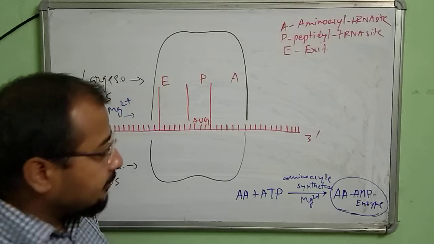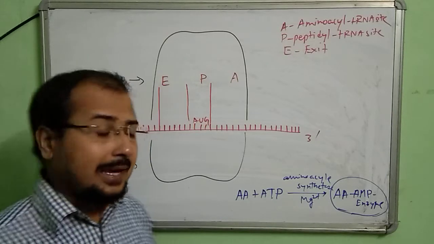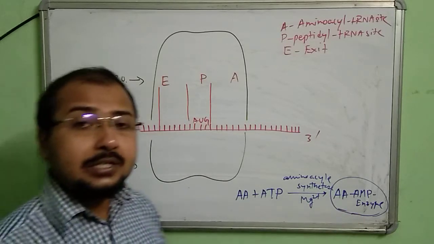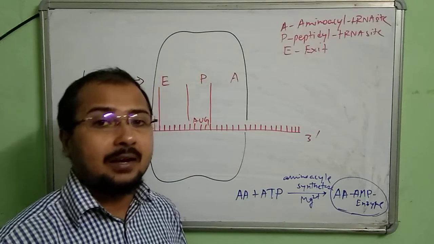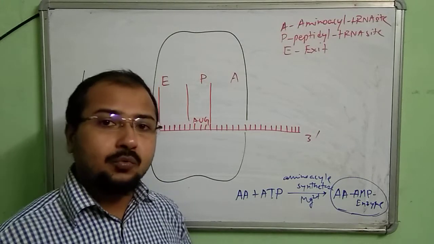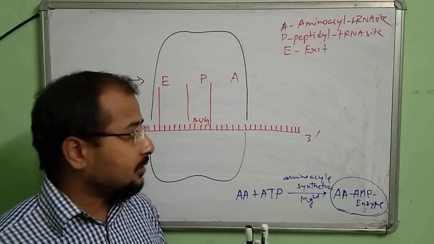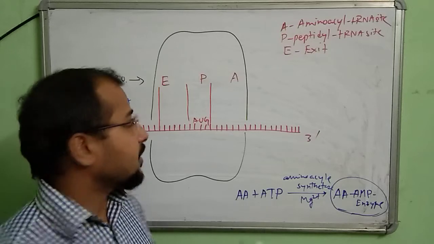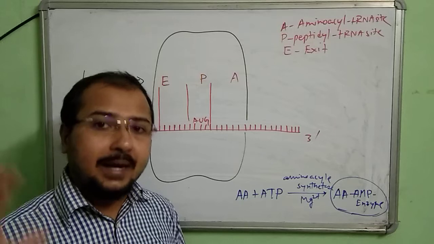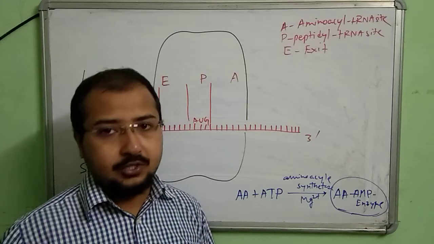Now after this, as the amino acid is activated, the second point is that these activated amino acids need to bind with the tRNA, because tRNAs are the adapter molecules which are going to take these amino acids from the cytoplasm into the ribosome. That is why the amino acids need to bind with the tRNA. This is also known as the charging of tRNA.